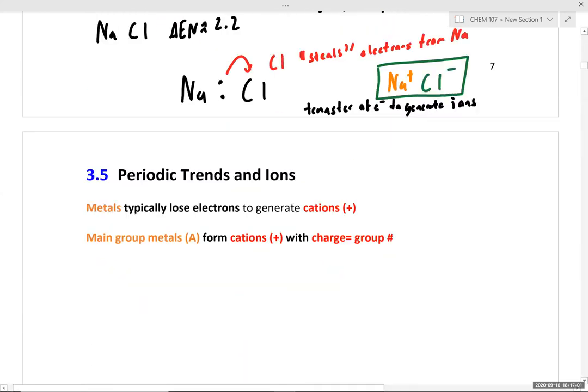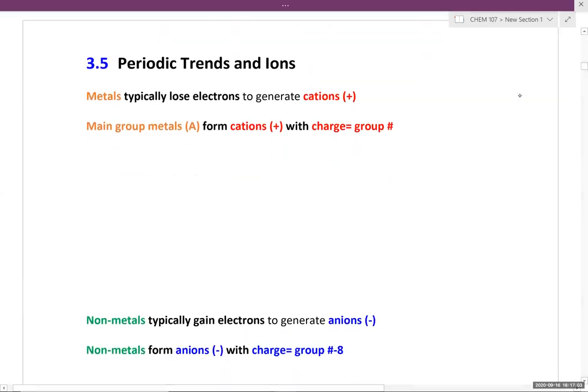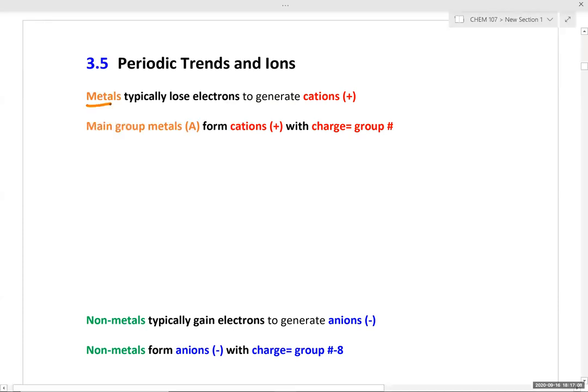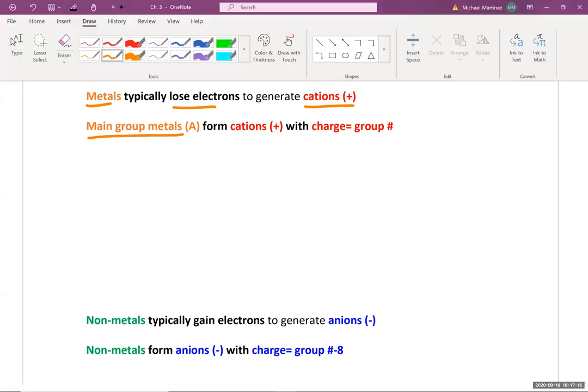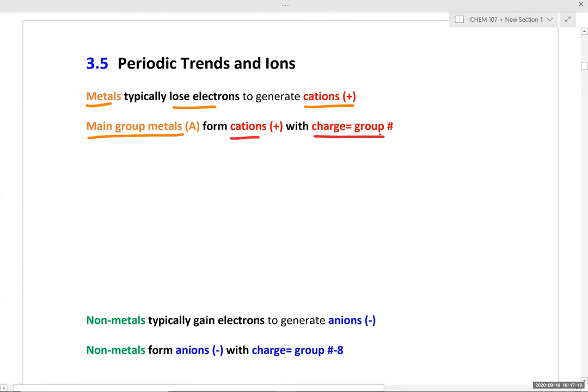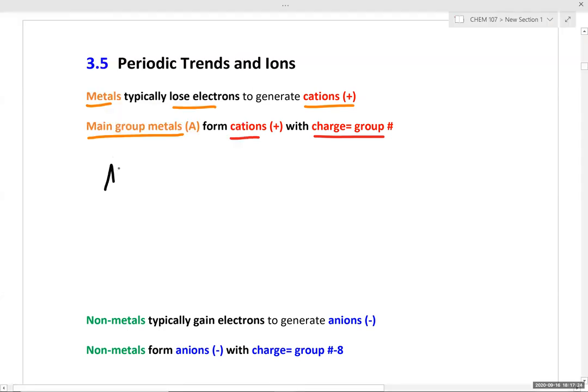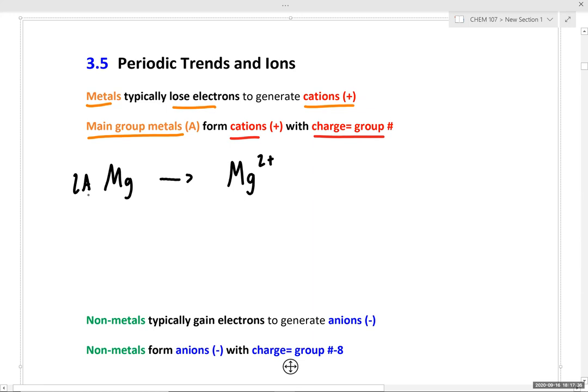If not, let's keep going and let's talk about periodic trends and ions. So metals typically lose electrons to make cations. Your main group metals will form a cation with the charge equal to the group number. So for example, magnesium, which is a 2A element, would like to form the cation magnesium 2 plus, because the group number is 2.